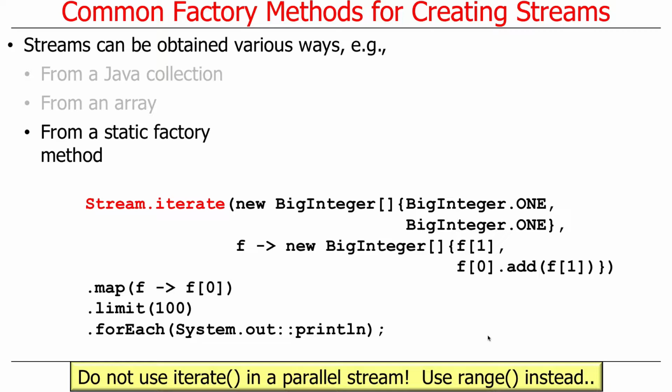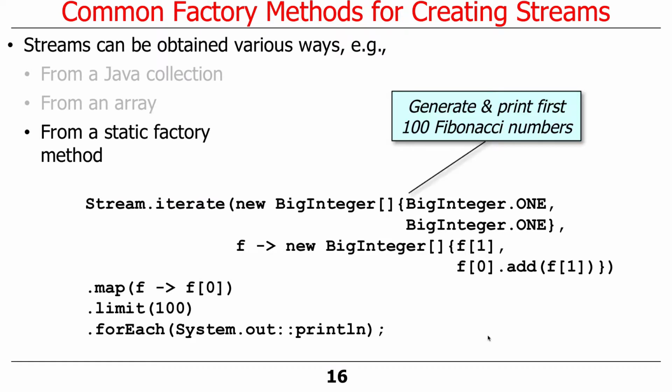So what basically goes on here is we're going to say, I want to iterate, and here is the initial value I want to iterate starting with. So you can see here we're going to make ourselves an array of BigIntegers with two items, both of which are initialized to 1. Does anybody know what a BigInteger is?